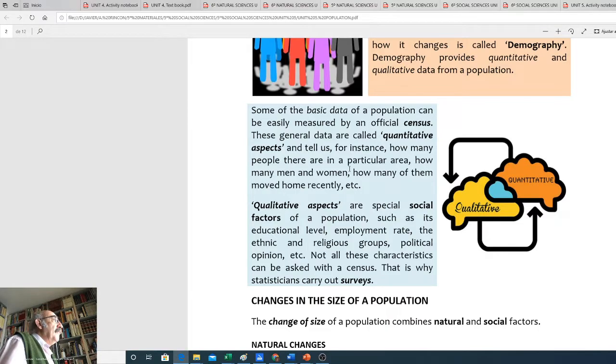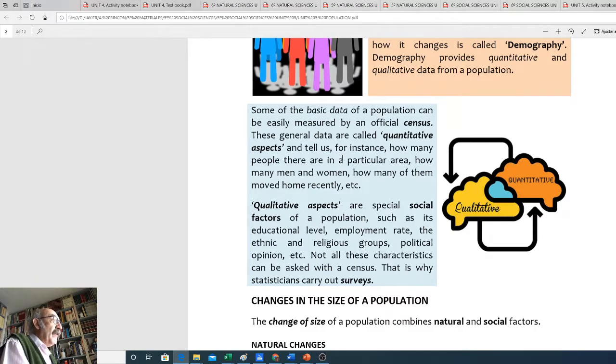Okay, very good. So now, the quantitative aspects tell us how many people there are in a particular area. How many men, how many women, how many of them moved home recently. A quantitative data is an answer for a question that asks for a number. So the key phrase to differentiate a quantitative question from a qualitative question is that a quantitative question always starts with how many? How many?